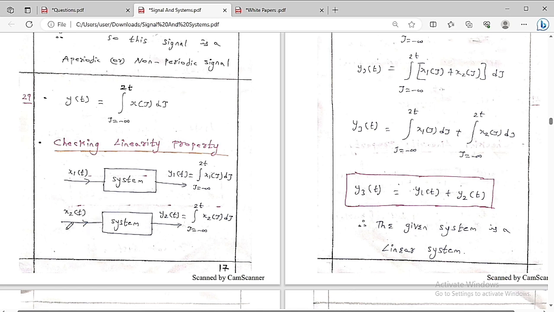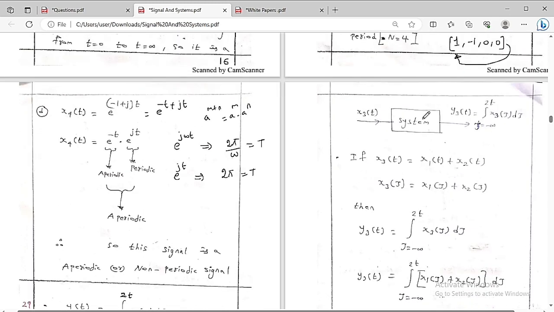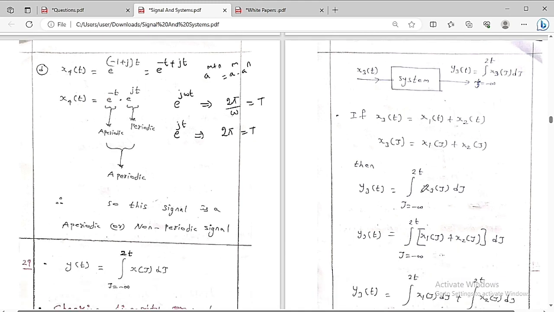For the same system, if the input is x2 of t, then the output y2 of t is equal to integration from minus infinity to 2t of x2 of tau d tau. For the same system, if the input is x3 of t, then the output y3 of t is equal to integration from minus infinity to 2t of x3 of tau d tau. Suppose the new input is a summation of the 2 previous inputs, then I will see what output I am going to get. So if x3 of t is equal to x1 of t plus x2 of t, then x3 of tau is nothing but x1 of tau plus x2 of tau.